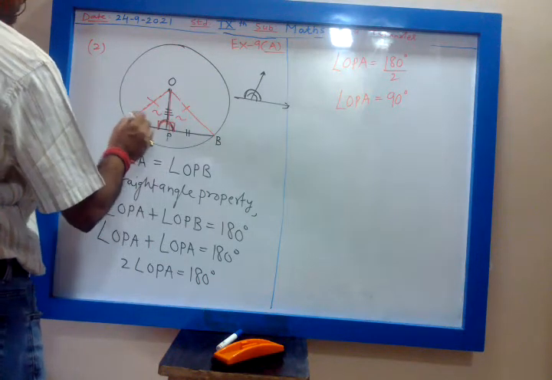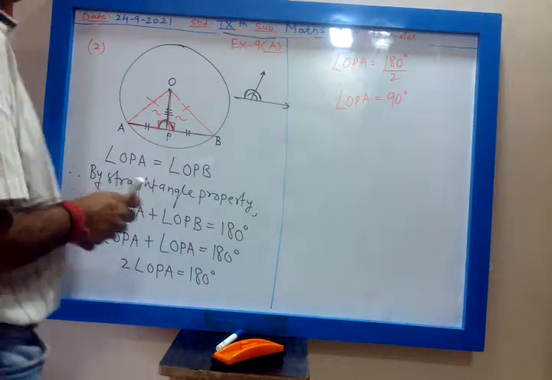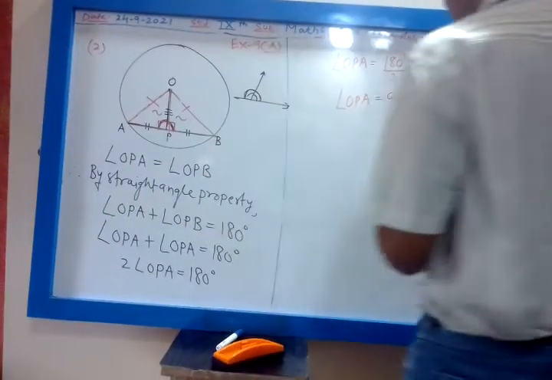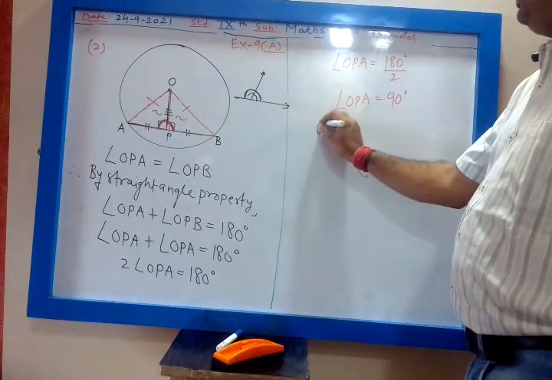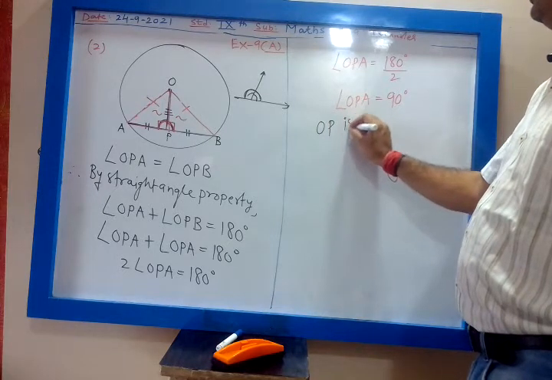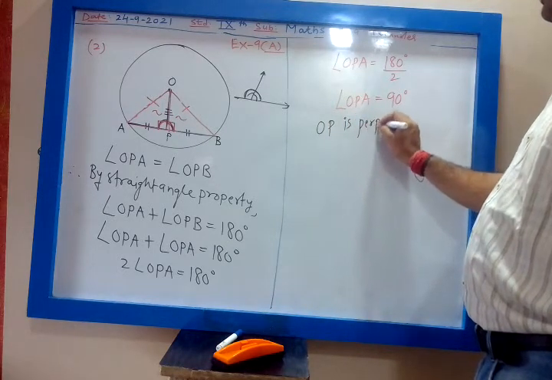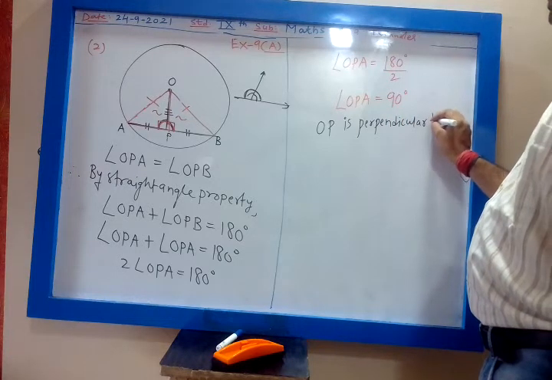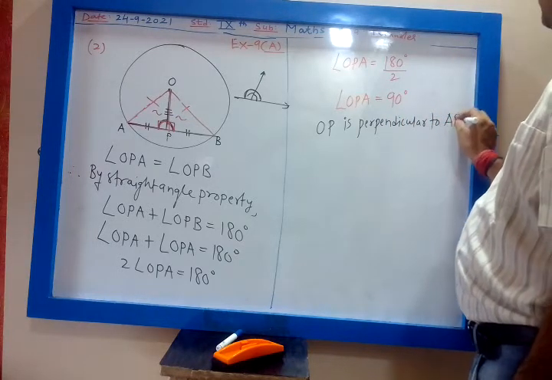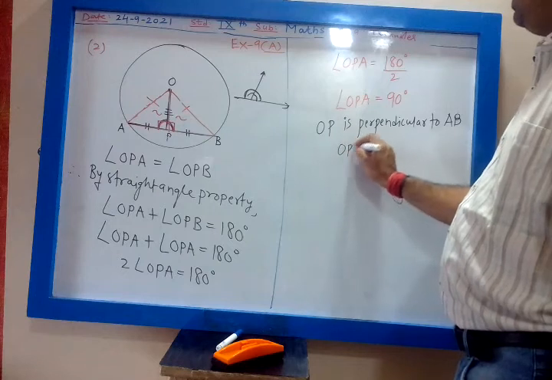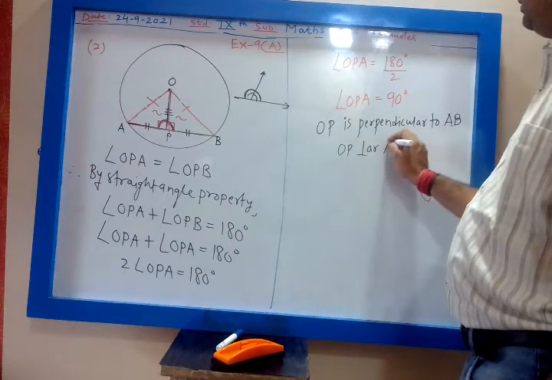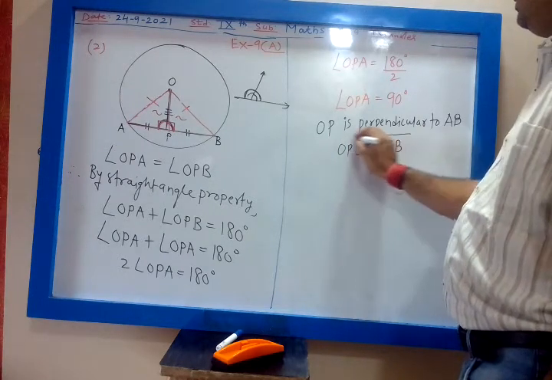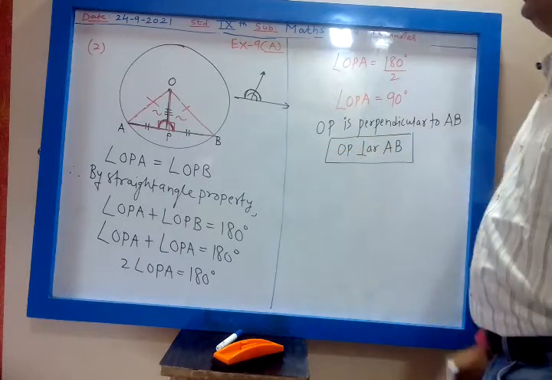Means OP is perpendicular to AB. OPA is 90 degree means OP is perpendicular to AB. Okay, we have proved.